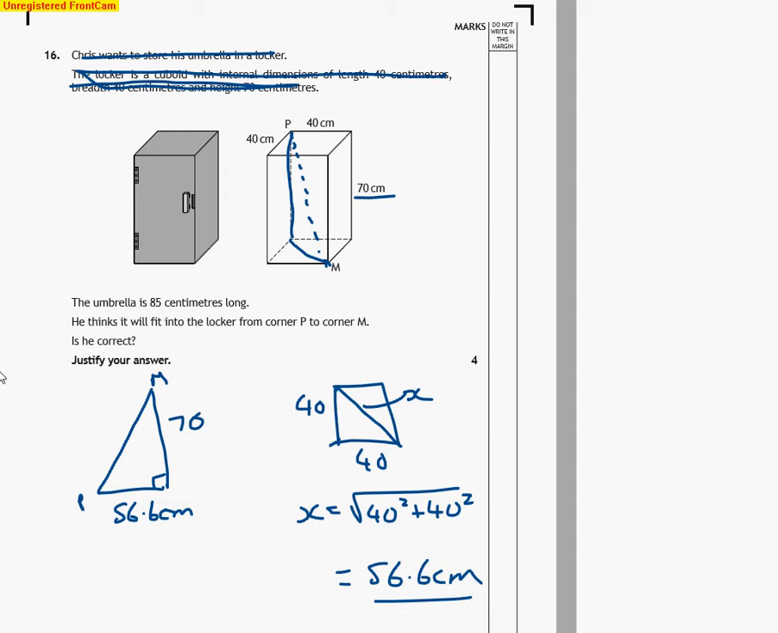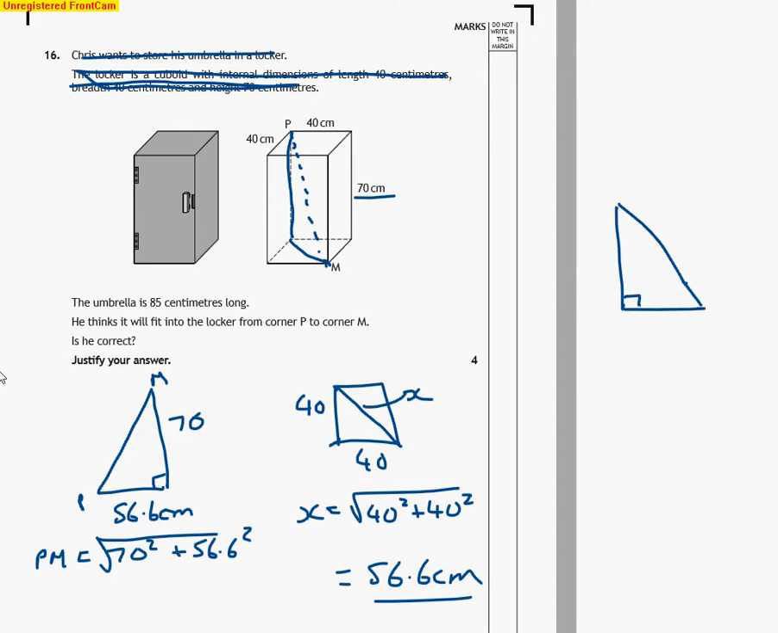So what is this length here going to be? Well, PM is going to be equal to the square root of 70 squared plus 56.6 squared. So we've just used Pythagoras. The question's been dressed up, so it's three-dimensional and a little bit different to what people are used to, but effectively this question boils down to Pythagoras.